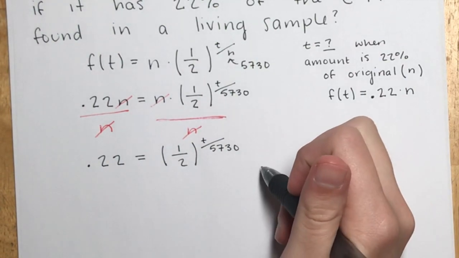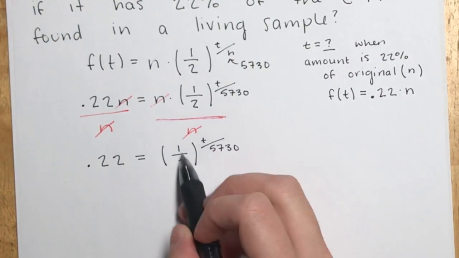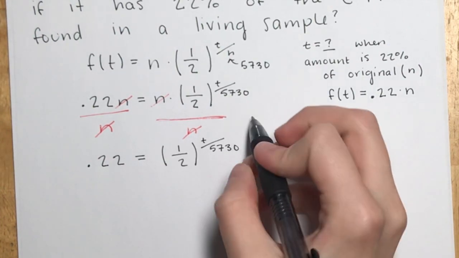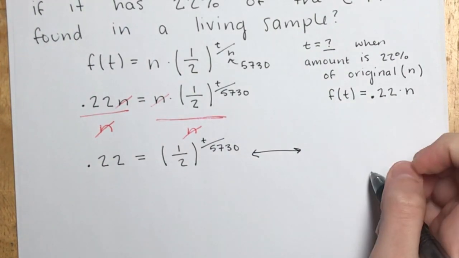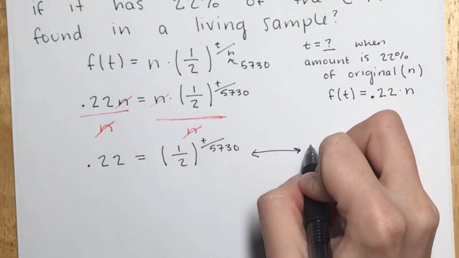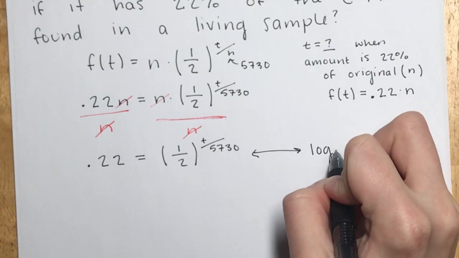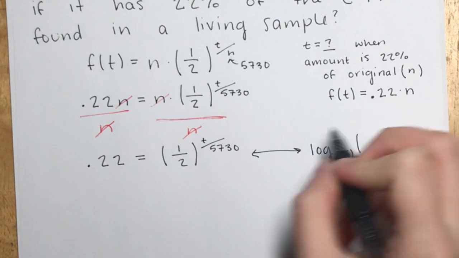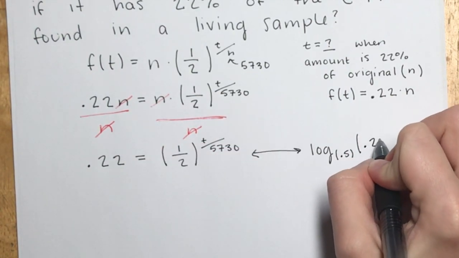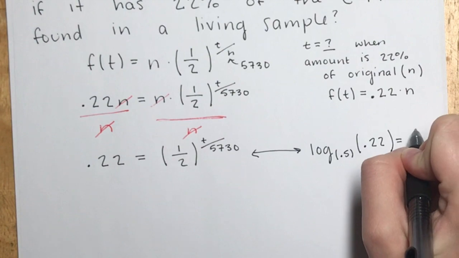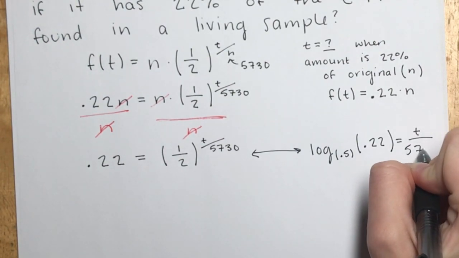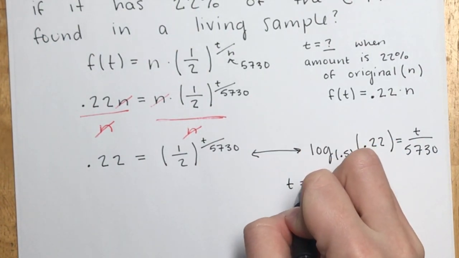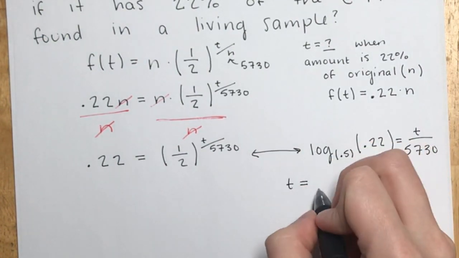We don't need to know how much we started with, because this exponential is going to give us that percentage. How do we continue from here? Well, we've got an isolated exponential, so let's switch to log form. So base to base, we have log base 1/2, I'm going to write 0.5, of our original output, so 0.22, equals t over 5,730. And then to solve for t, we just multiply by this denominator.